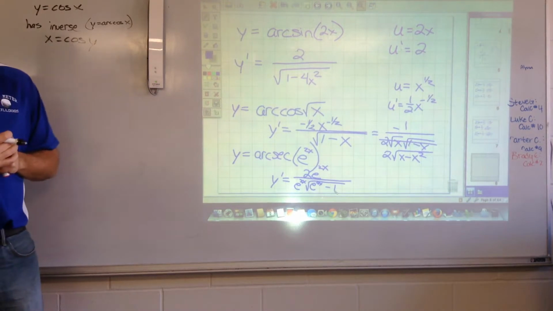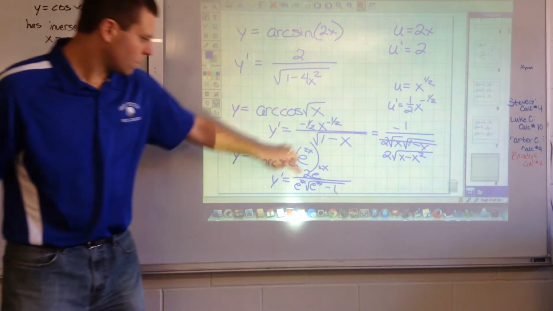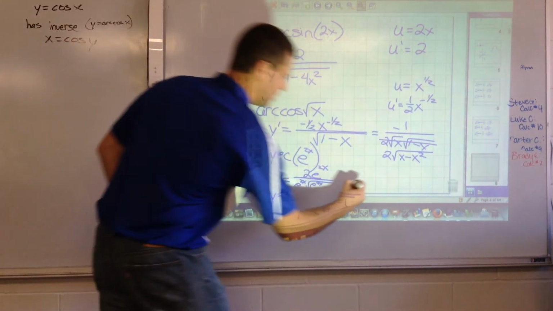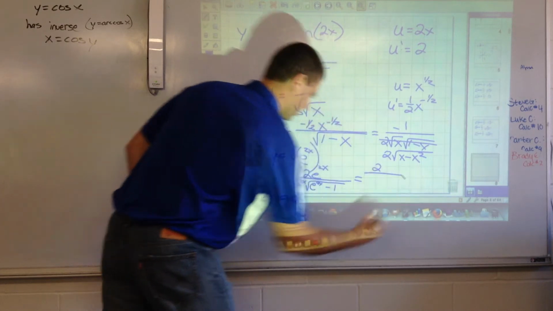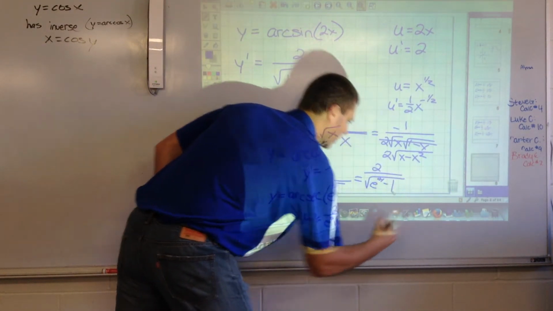And you can cancel the e to the 2x, right? You've got 2 on top, 1 on bottom. You've got e to the 2x here, and e to the 2x here. So 2 over the square root of e to the 4x minus 1.